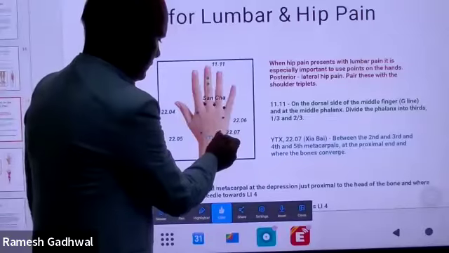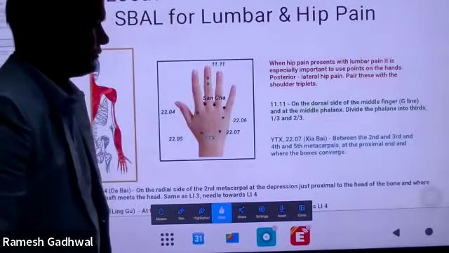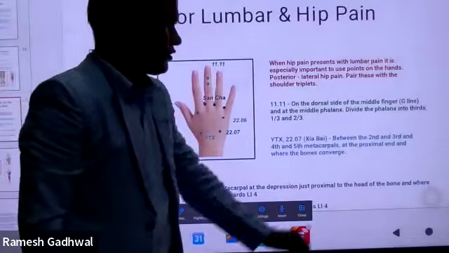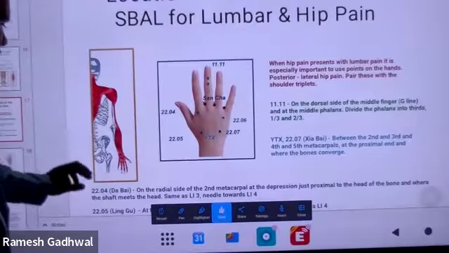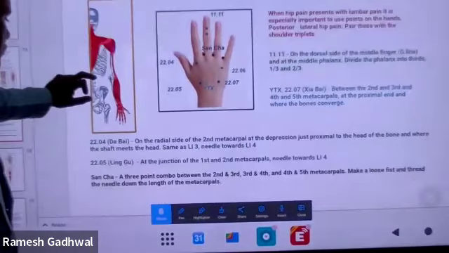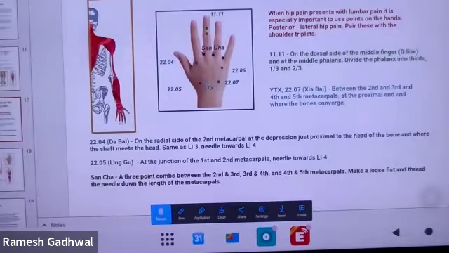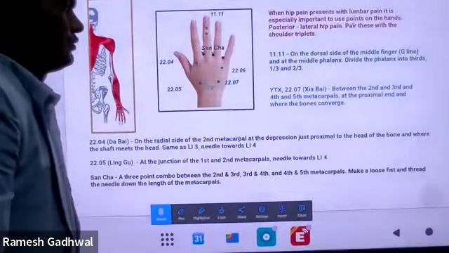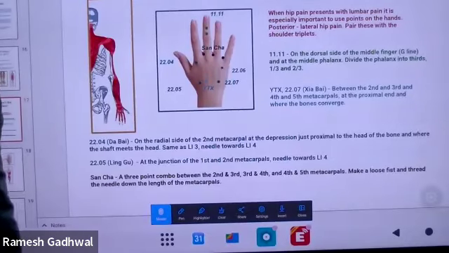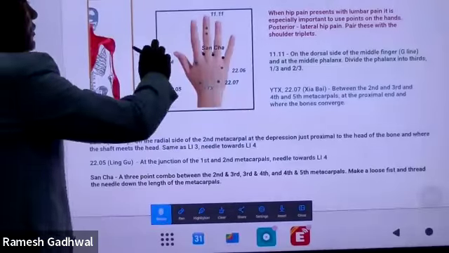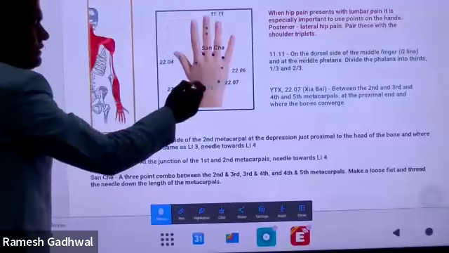You see here, at the proximal end where the bones are covering. The 22.04 on the lateral side of the second metacarpal at the depression just proximal to the head of the bone, where the shaft meets the head, same as Li3, needle toward Li4. The needle we have to push towards Li4 like this.